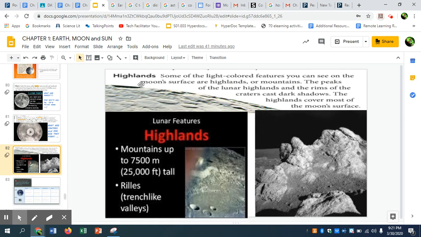Now let's move on to the next slide, and another one of our words called highlands. The highlands are actually tall mountains, literally high lands, and these peaks on the moon's surface. Some of them can be up to 25,000 feet tall. Now, to put that into some perspective, Mount Everest, the tallest mountain on Earth, is 29,000 feet tall. So you have these huge Mount Everest type features all over the moon.